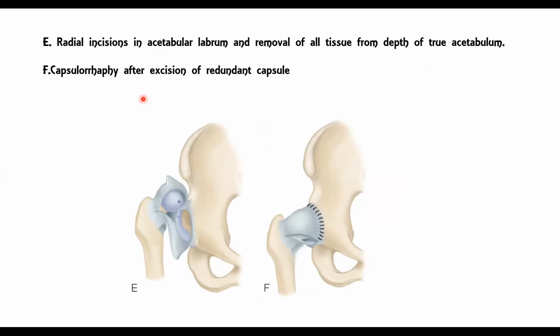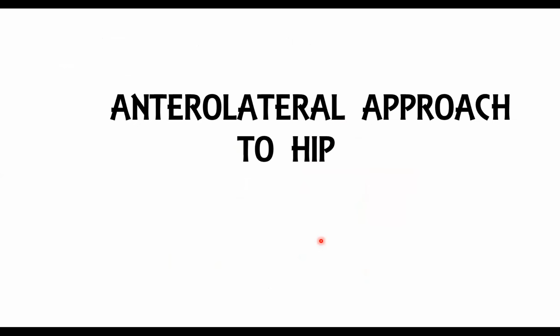So these are radial incisions in the acetabular labrum, and you can remove all the tissues from the depth of the true acetabulum. Capsulorrhaphy is done after excision of the redundant capsule. Okay, capsulorrhaphy is reconstruction. Again, they are suturing. You can see here, this radial incision is sutured. So this completes the anterior approach.